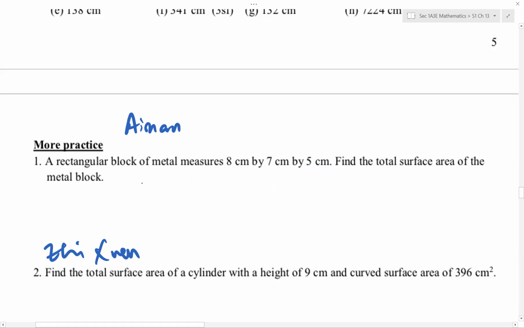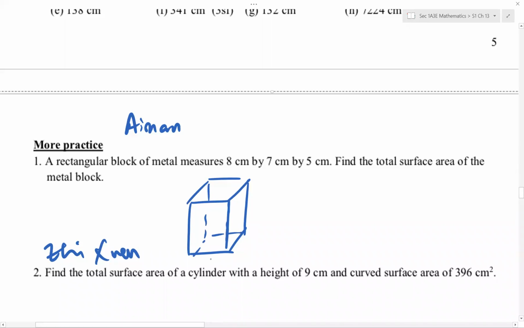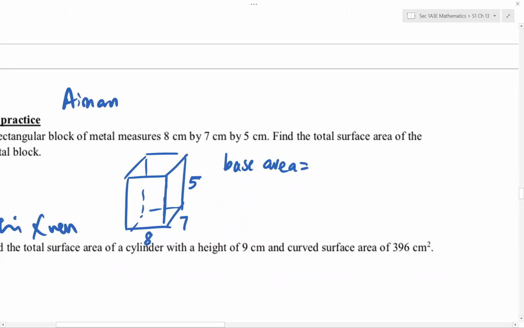To help you out, I'm going to sketch it out for you. Okay, Aiman, look at the screen. 8, 7, 5. Okay, find total surface area. We have started off, all of your friends have started off with base area. Okay, let's start off there as well. Base area. How much is that? 8 times 5. Did you say 8 times 5? Okay.